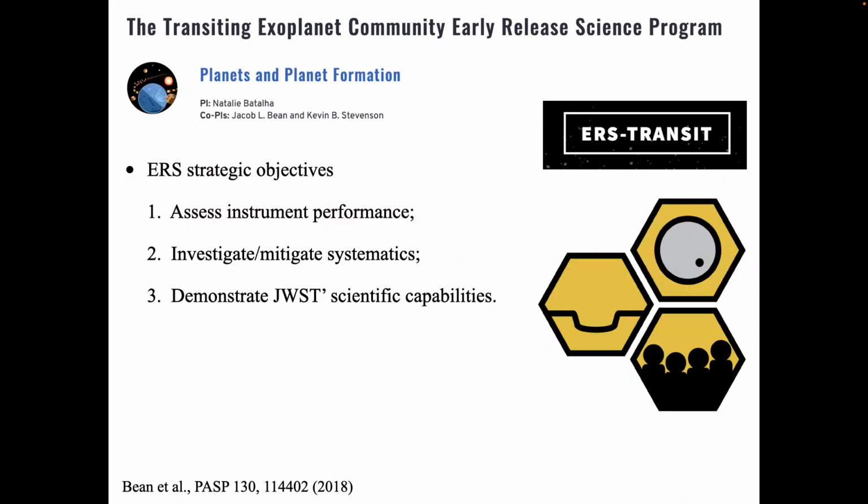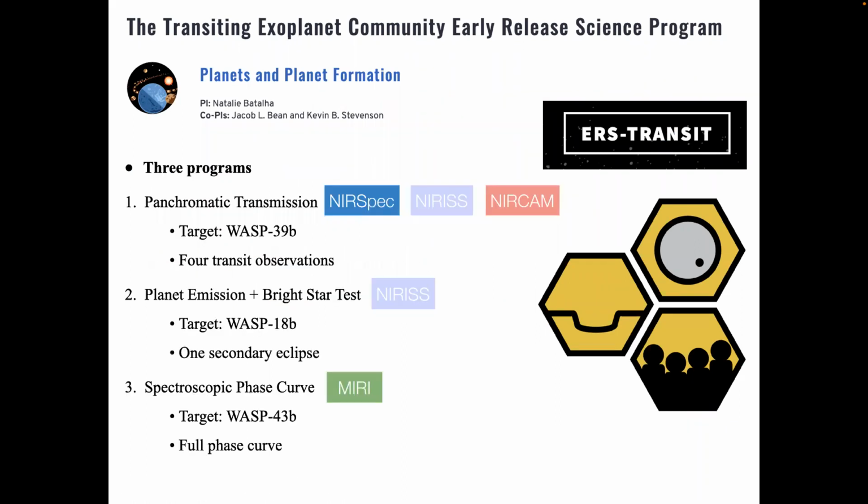And the idea also is to study the performance of each instrument, to try to understand the systematics and the problems of each instrument. And so, at the end, to demonstrate the capabilities of the James Webb Space Telescope in doing science. The idea was to observe just a few targets, giant planets, because we want to test the quality of the data and analyze the data in a very fast way.